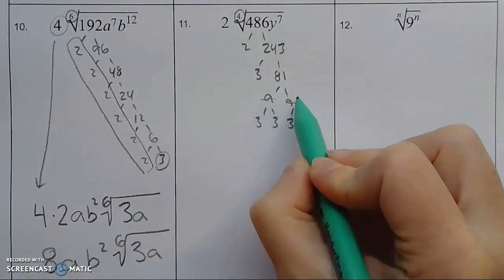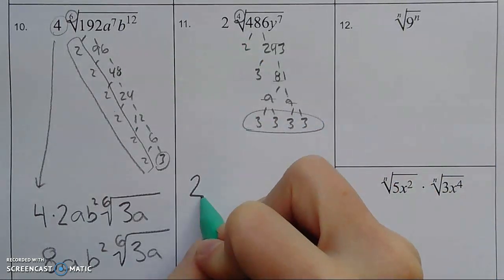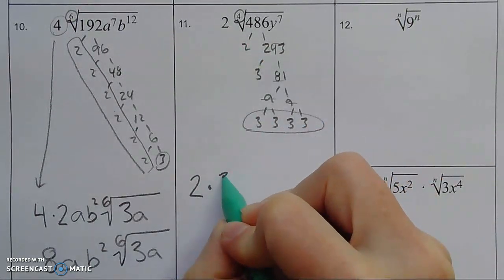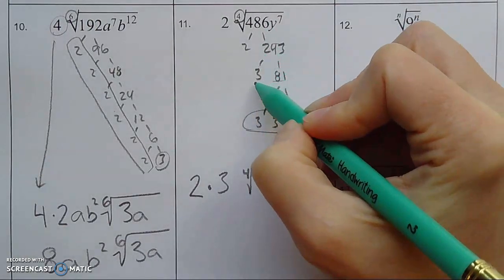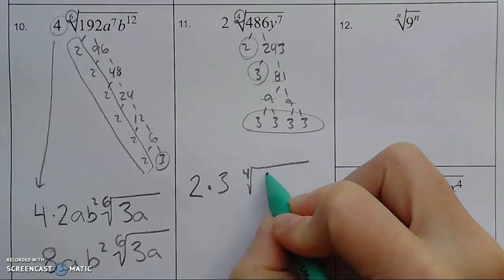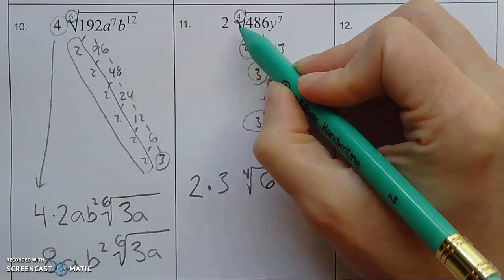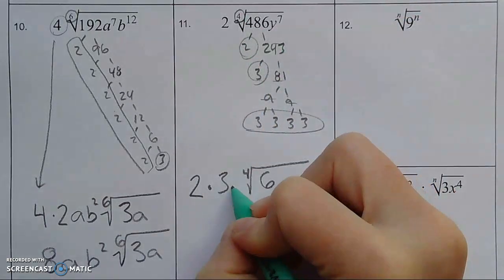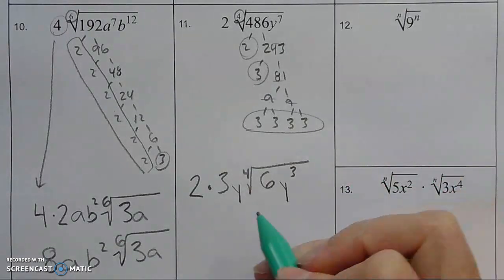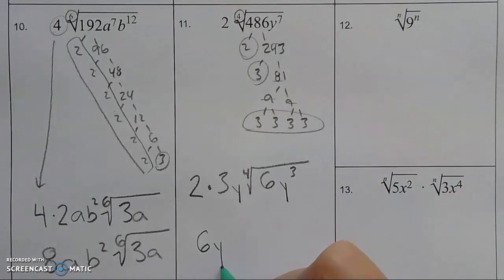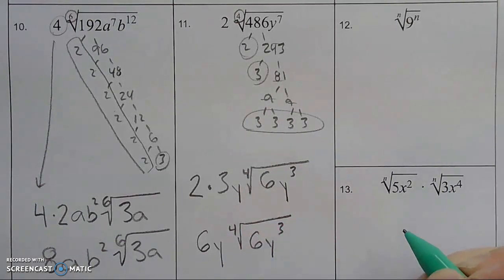So I'm going to pull out, not any of these guys, I'm going to pull out these 3's here. So a 2 on the outside already. Pulled out these 3's. Skipping space for the y, 4th root. That leaves me a 2 and a 3 on the inside. Just multiply them together, you get a 6. Okay, and I'm done with the numbers. Now variables. 4 goes into 7 1 whole time with 3 left over. And that's it. Clean it up, 6y, 4th root, 6y cubed.